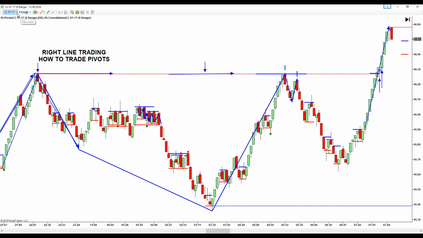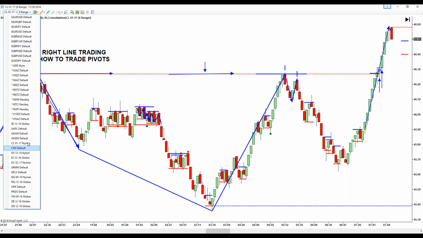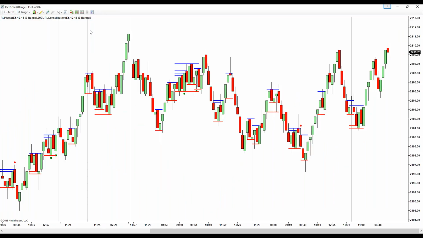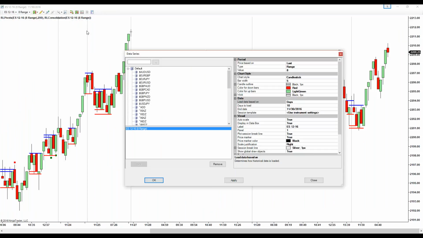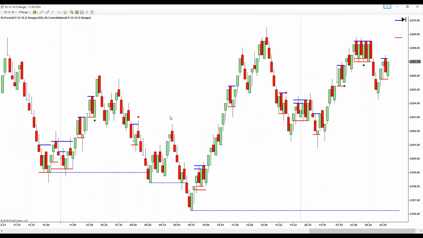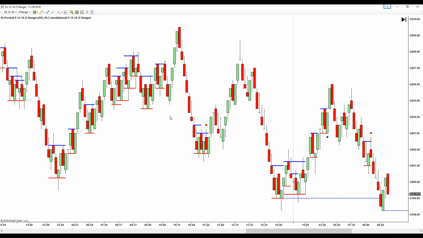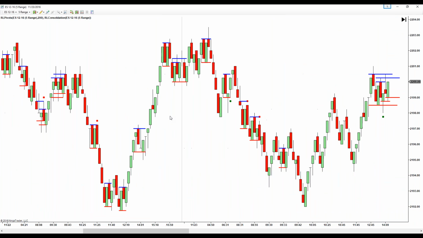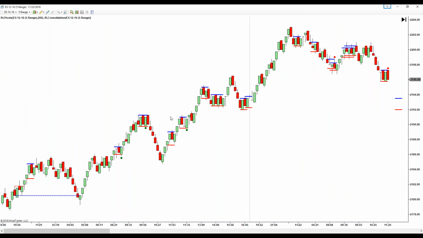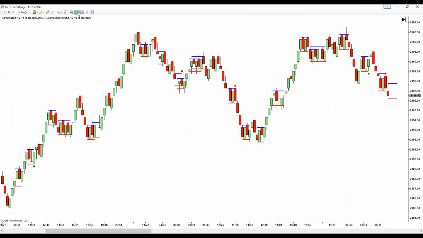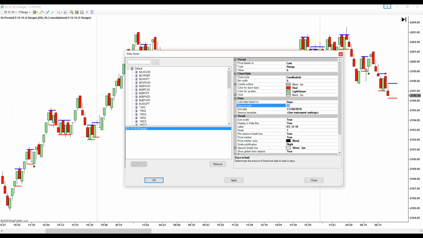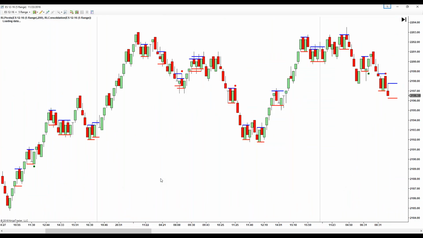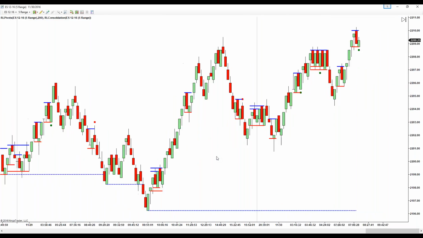What I'm going to do is quickly move to the E-mini. You get a lot more pivots on the E-mini. And we're going to take a look at trading signal into pivots, and on the low 15 days.